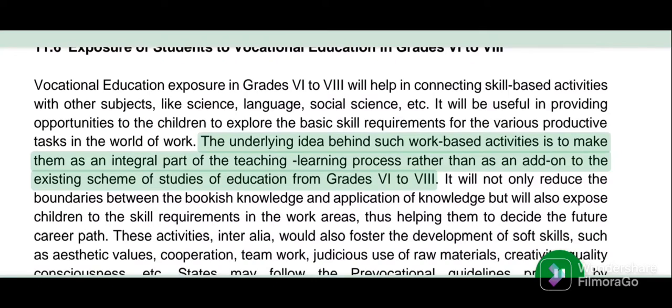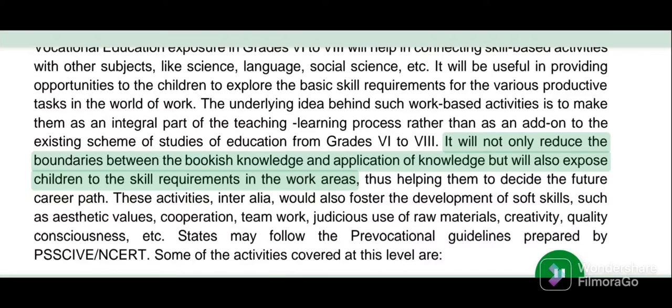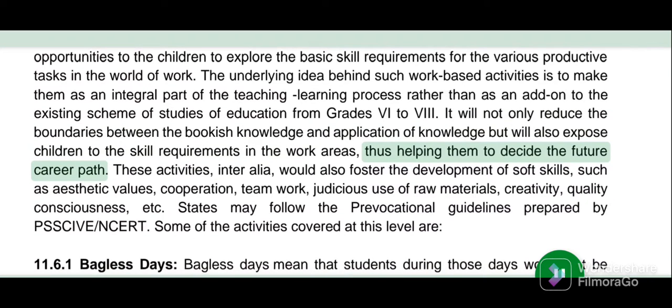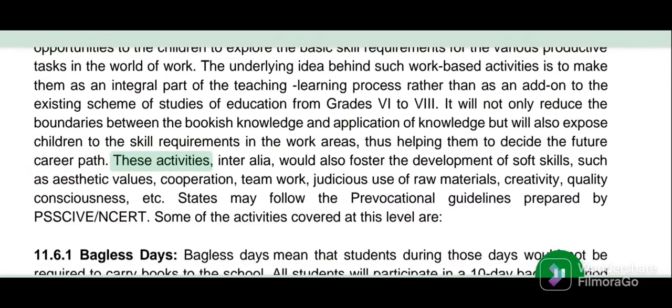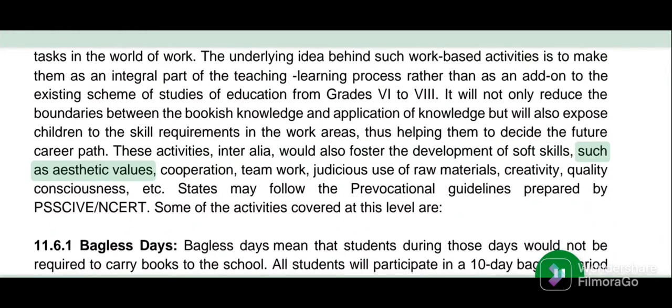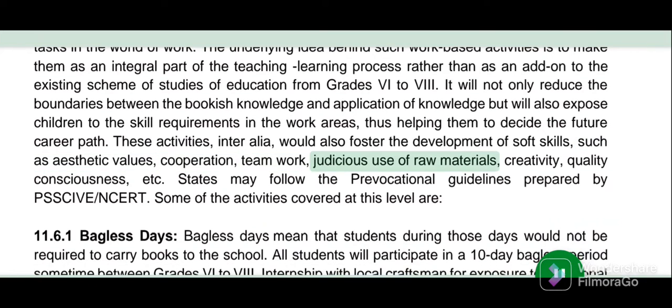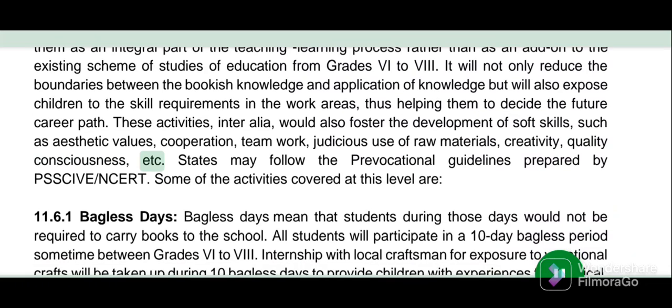The underlying idea behind such work-based activities is to make them an integral part of the teaching-learning process rather than an add-on to the existing scheme of studies of education from grades V to 8. It will not only reduce the boundaries between the bookish knowledge and application of knowledge but will also expose children to the skill requirements in the work areas, thus helping them to decide the future career path. These activities, inter alia, would also foster the development of soft skills, such as aesthetic values, cooperation, teamwork, judicious use of raw materials, creativity, quality consciousness, etc.